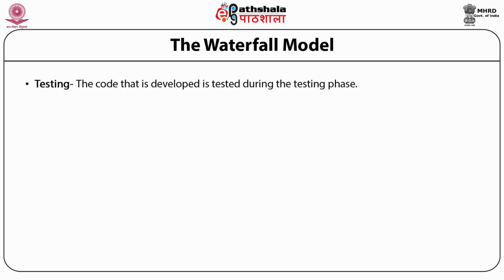Testing. The code that is developed is tested during this particular phase. It involves unit testing for the lowest level of components, integration testing for groups of components, and testing the system as a whole. The last activity is usually the acceptance testing.